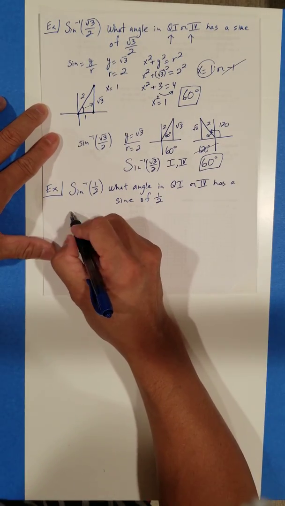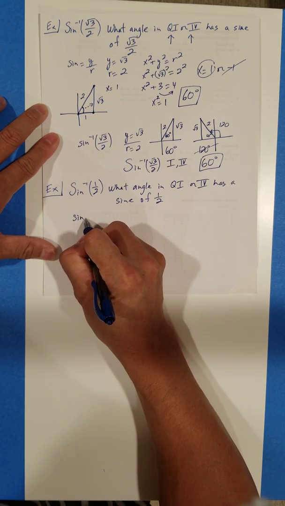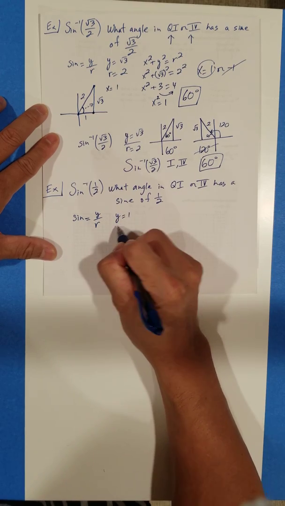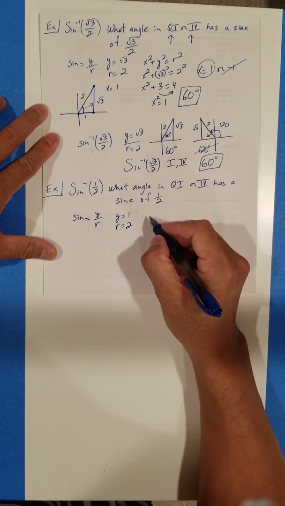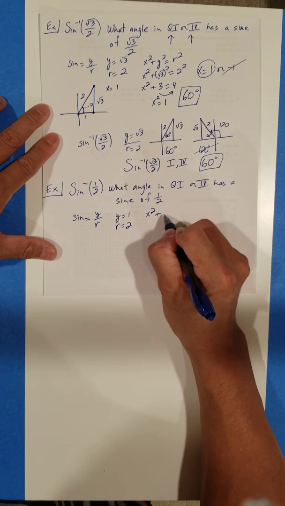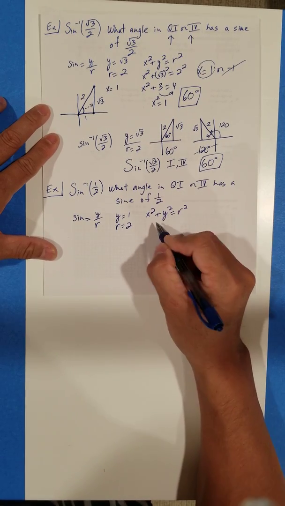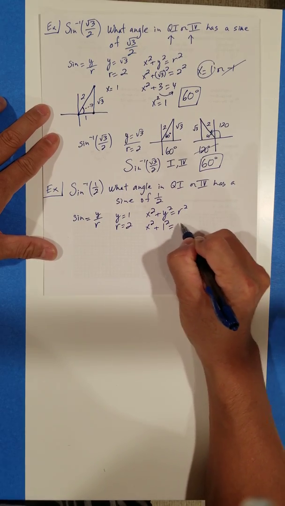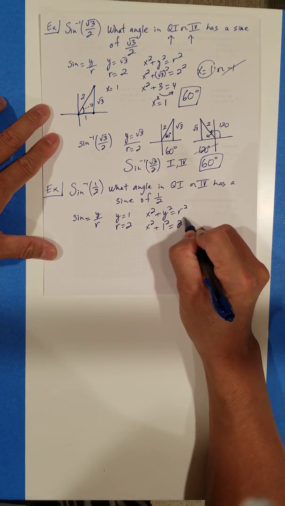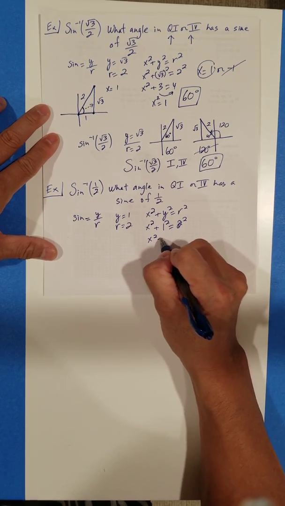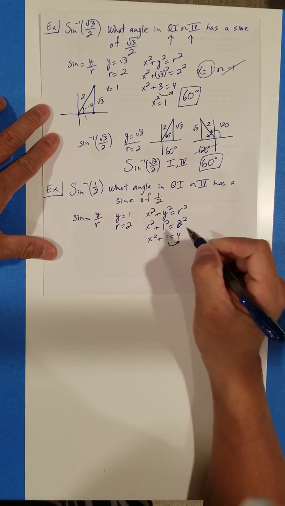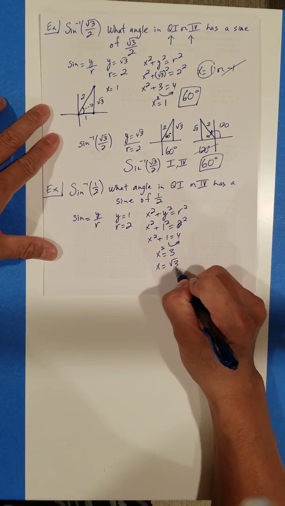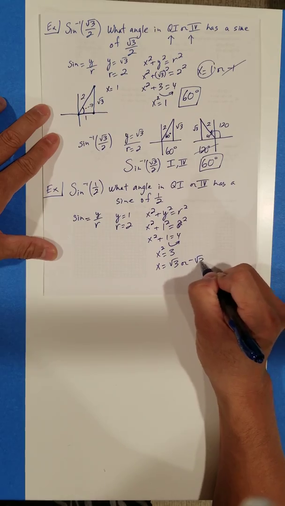So again, we know that sine equals y over r. So that means y equals 1, r equals 2. Again, Pythagorean theorem, x squared plus y squared equals r squared. So we just plug in what we know. X squared, we don't know. 1 squared, r squared, which is 2 squared. So x squared plus 1 equals 4. Bring that over. X squared equals 3. X equals radical 3 or negative radical 3.